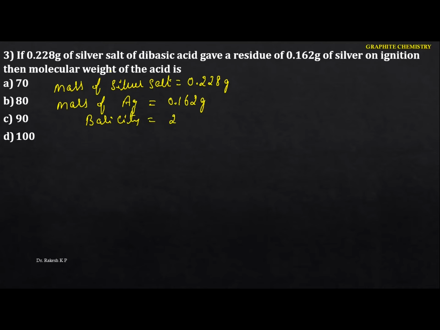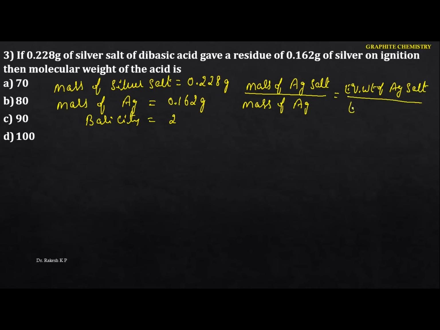Okay, in order to calculate the molecular weight of the acid, first you have to identify the equivalent weight of the salt. Let me write this here. That is the mass of the silver salt divided by the mass of the silver, which is equal to the equivalent weight of the silver salt, divided by the equivalent weight of silver.